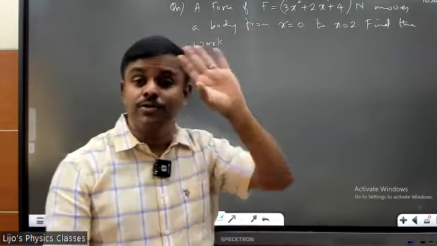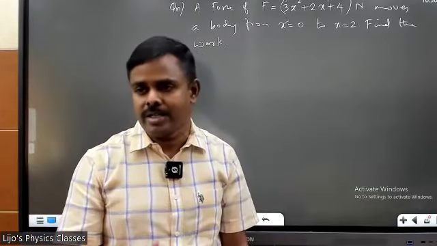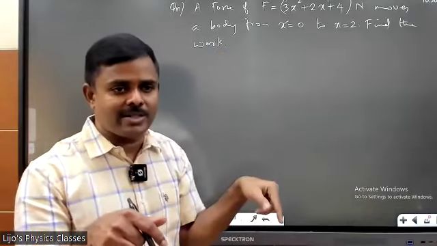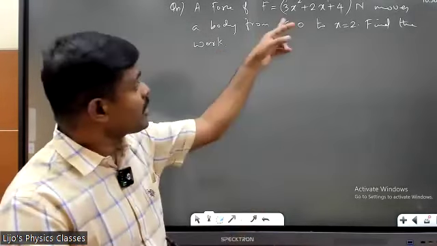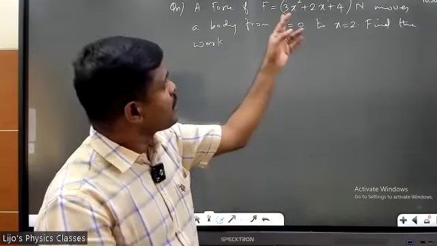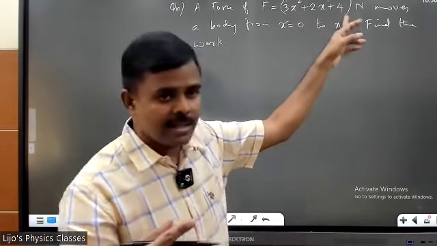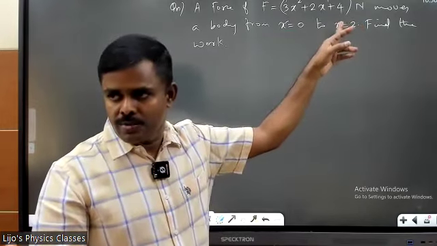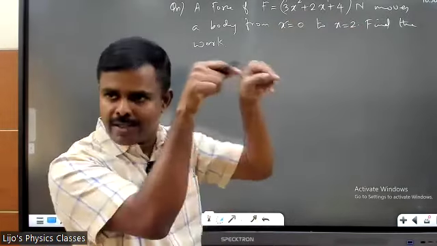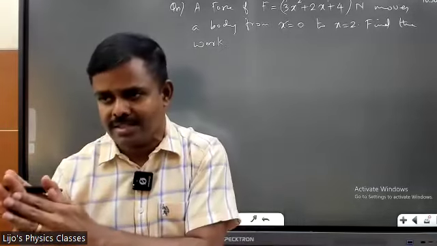In place of x, you won't be given time. Time dependent is very, very complicated to do. And x is the only possibility. This itself is a difficult question. X is location. Like I said, if you are in this room, you can write 3 into this room square plus 2 into this room raised to 1 plus 4 into this room raised to 0. If you are in the next room, 3 into that room square plus that location, that coordinate. That's called coordinate. X equal to 0, x equal to 1, x equal to 2, x equal to 3, x equal to 4, etc., right?